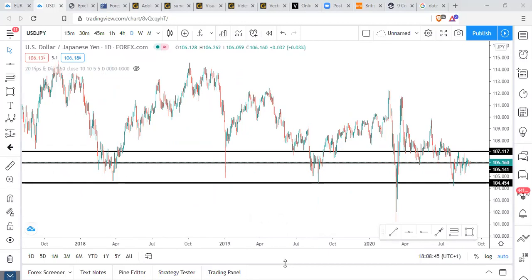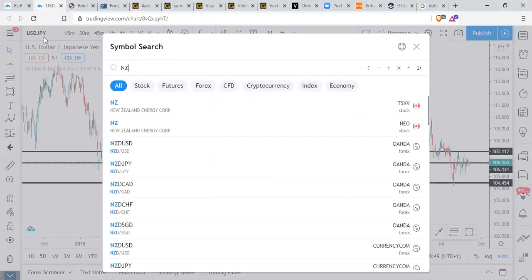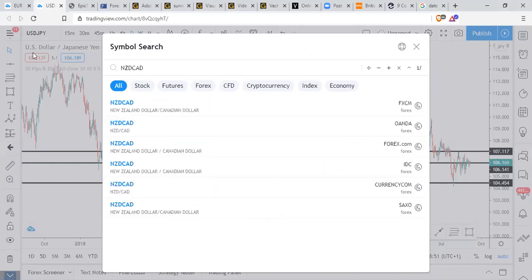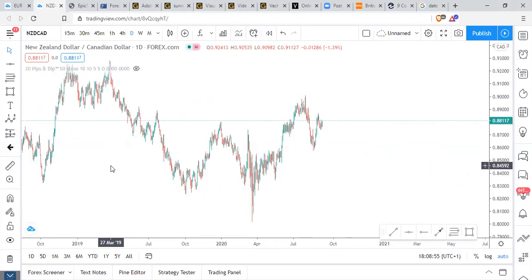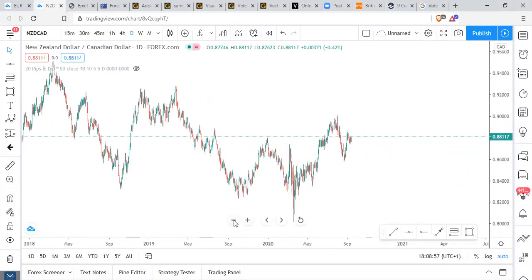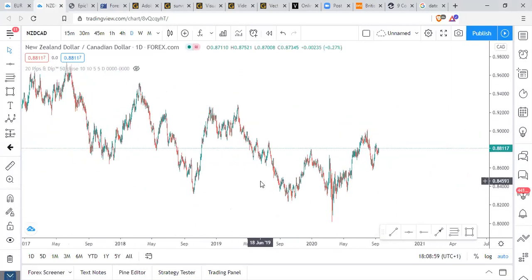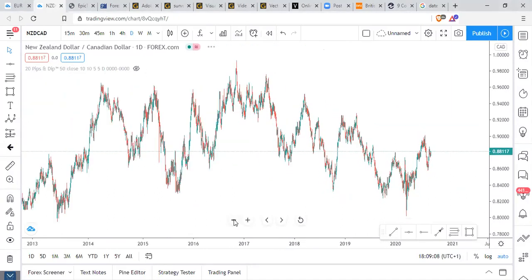So the next one is NZDCAD. NZDCAD is the QE versus the... okay, the NZDCAD.